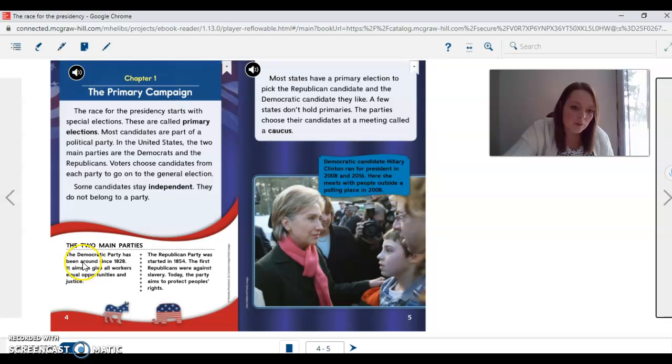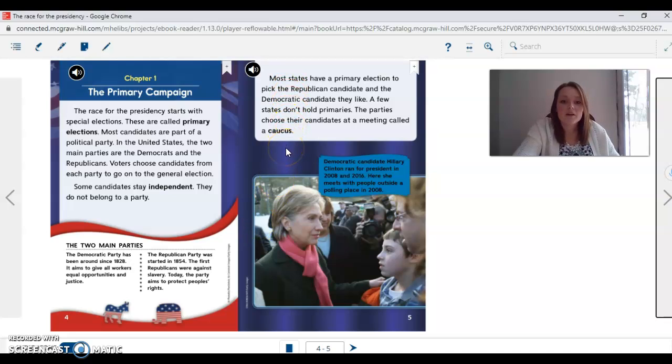The two main parties, we have the Democratic Party, which has been around since 1828. It aims to give all workers equal opportunities and justice. The Republican Party was started in 1854. The first Republicans were against slavery. Today, the party aims to protect people's rights.